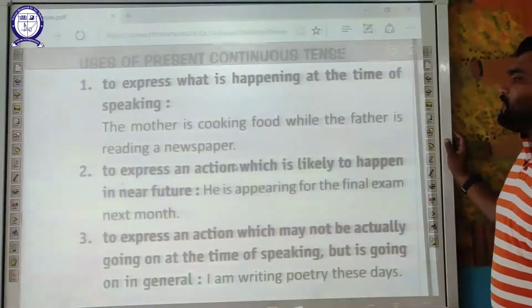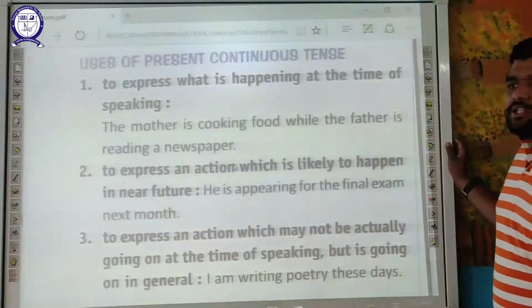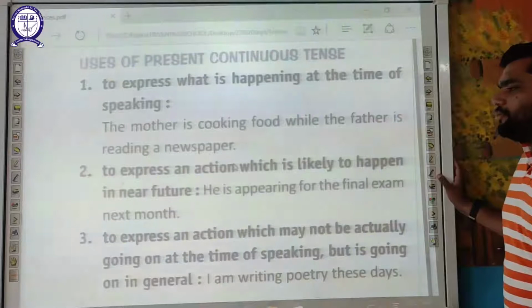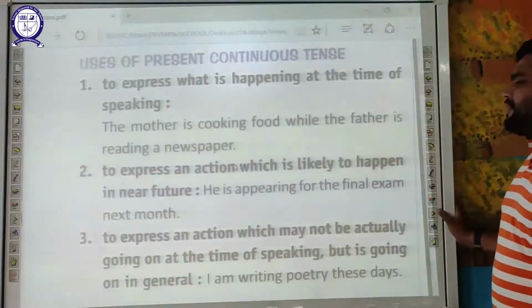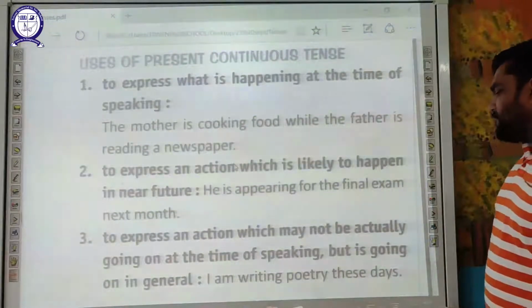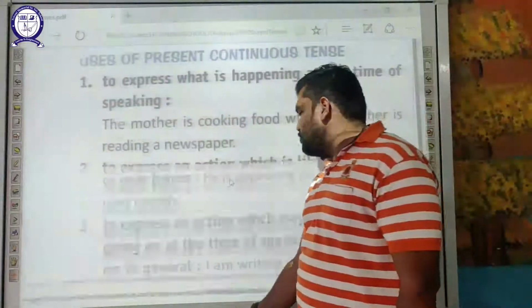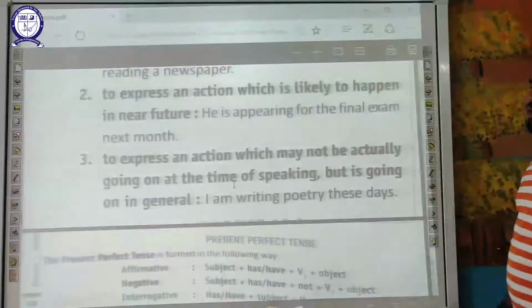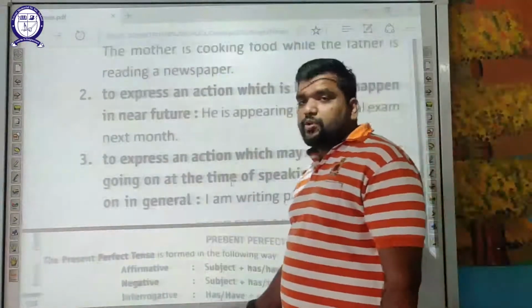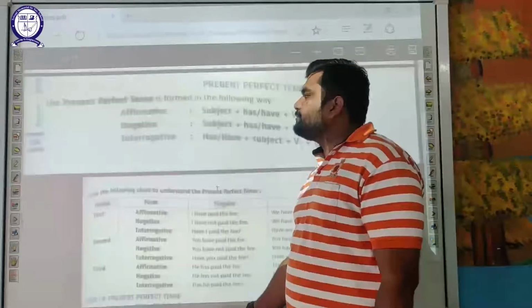Now the use of present continuous tense: to express what is happening at the time of speaking. The mother is cooking food while the father is reading a newspaper. To express an action which is likely to happen in the near future: he is appearing for the final exam next month. To express an action which may not be actually going on at the time of speaking, but is going on in general: I'm writing poetry these days. So this is where you use continuous.